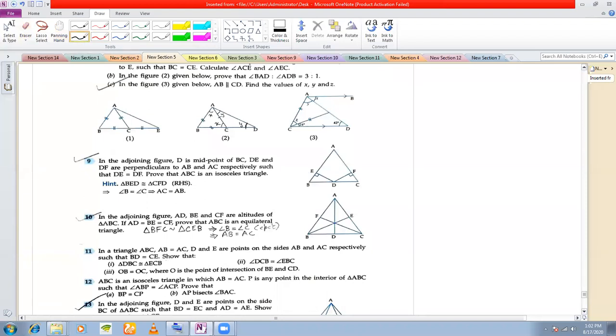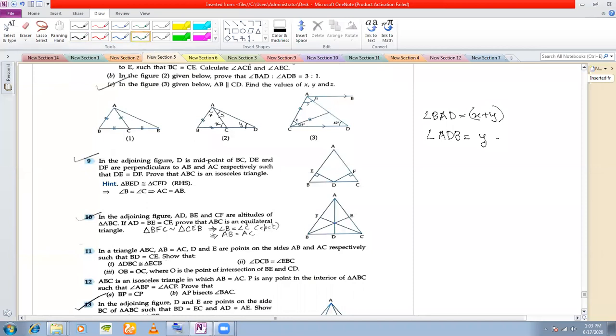And this is y. So what is angle BAD? Angle BAD is x plus y. Okay. And what is angle ADB? ADB is y. Okay. Now we need to find a relation between x and y. How do we find a relation between x and y?